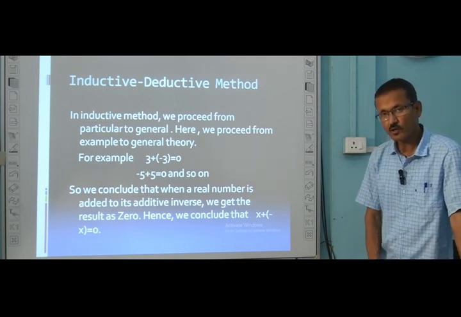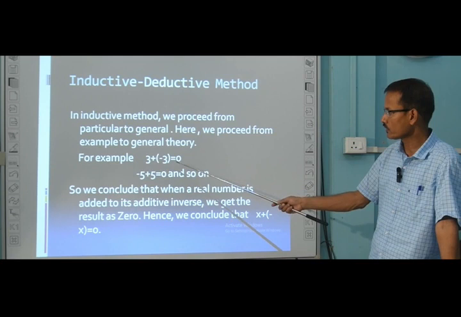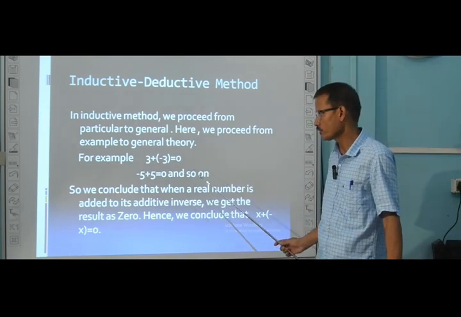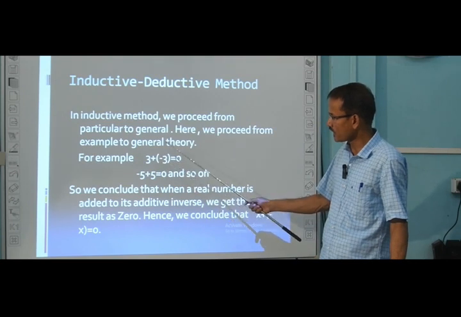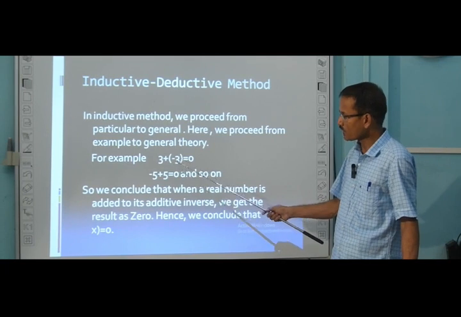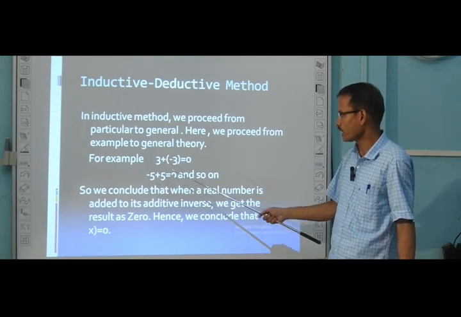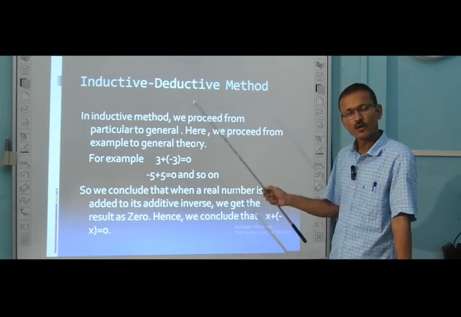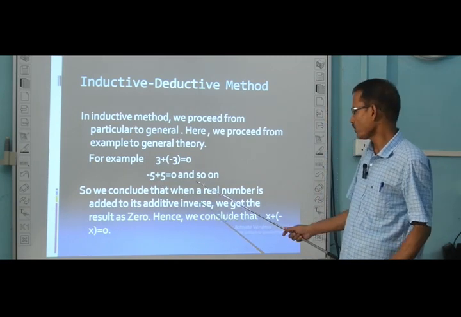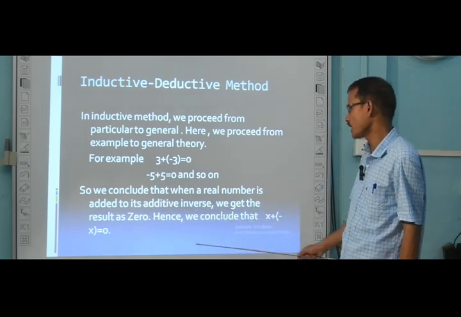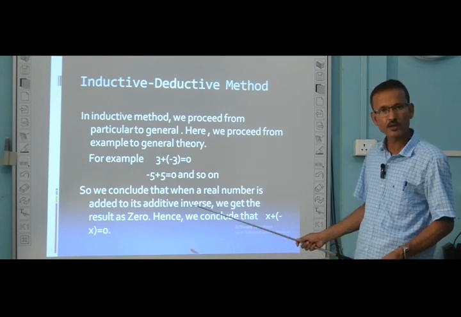And in a specific mathematical situation, if we need to understand what is inductive method, we can take this example. For example, you see 3 plus minus 3 is what? It is 0. Or minus 5 plus 5 is equal to 0. And so on, we can proceed. So what we have seen, when a number is added to its additive inverse, or when an additive inverse is added to the original number, it becomes 0. Here minus 5, its inverse is 5, when added gives us 0, and it is always the same case. If 100 is added to minus 100, we will get 0. So we can conclude that when a real number is added to its additive inverse, we get the result as 0. Hence we conclude that x plus minus x is equal to 0. So this is the theory we have concluded.